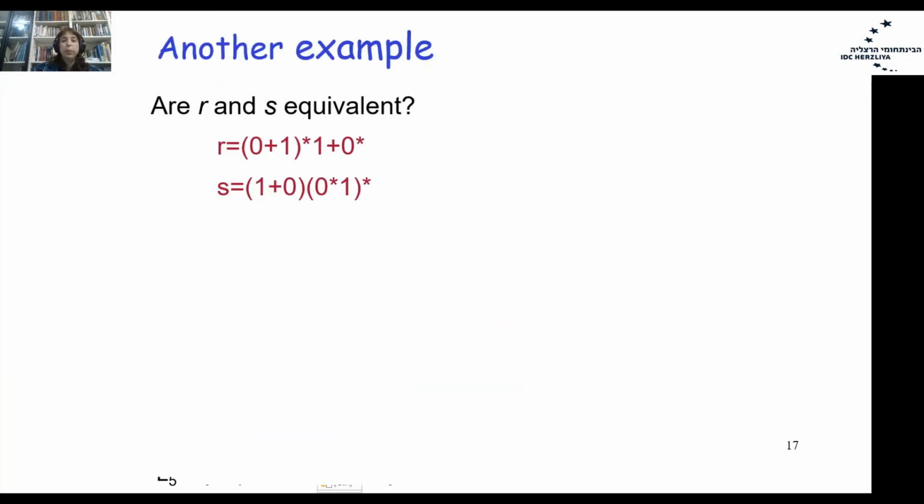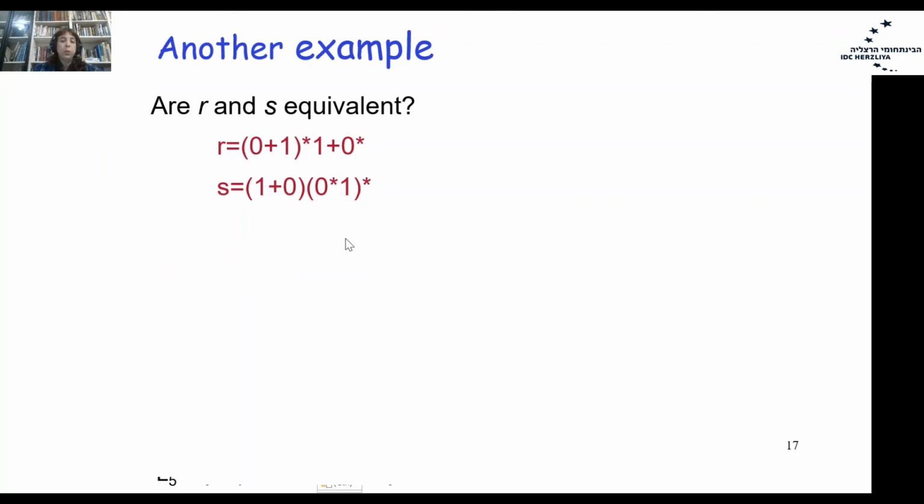Let's move to another example. We have two regular expressions, R and S, and once again we are asked, do we have the same expression or the same language or not the same language? Are R and S equivalent? And in this example, the answer is no. The answer no is much simpler to prove. I just have to find one word that belongs to the first expression and doesn't belong to the second expression. So the expression R is (0 or 1)* concatenated with 1 or 0*. The second one is (0 or 1) concatenated with (0*1)*.